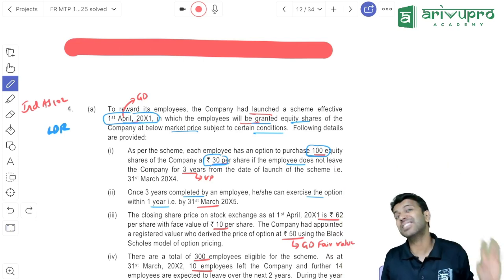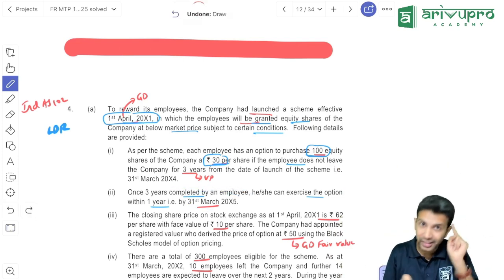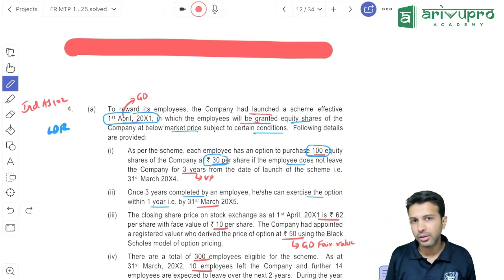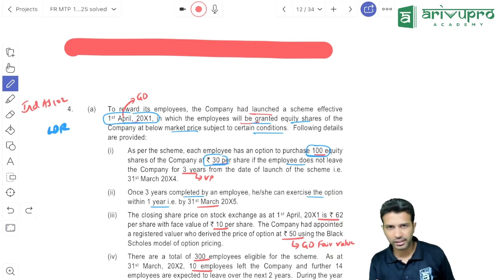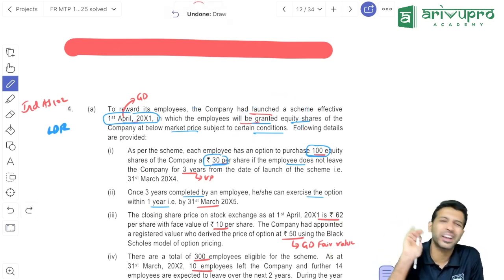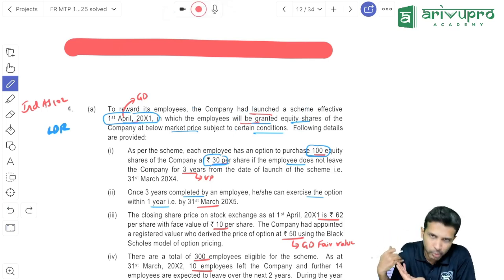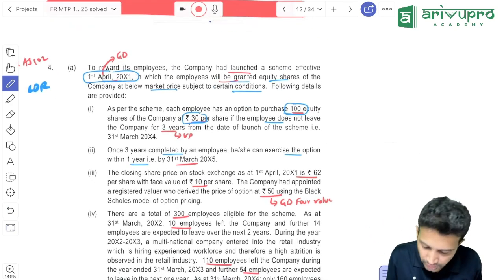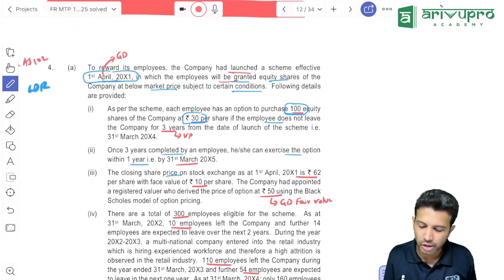However, if it's a cash settled plan, till the time of settlement, till the time the employee actually buys the shares, you will have to take the fair value and record it. We have done such questions. But this is a pure equity settled plan, so we don't have to worry much about the exercise period. If they say this many employees bought the shares, then we may have to pass a journal entry for that. We will see.